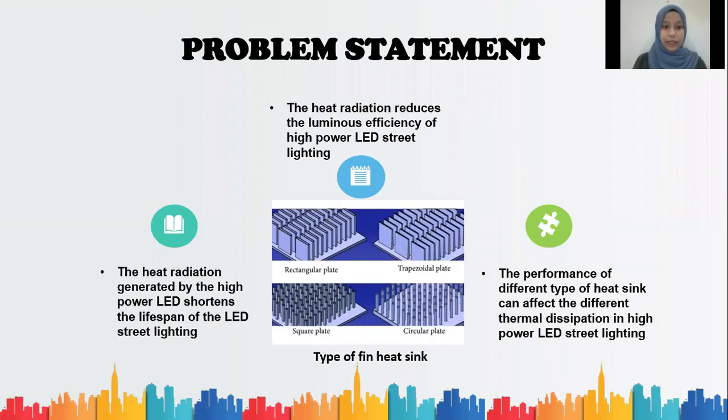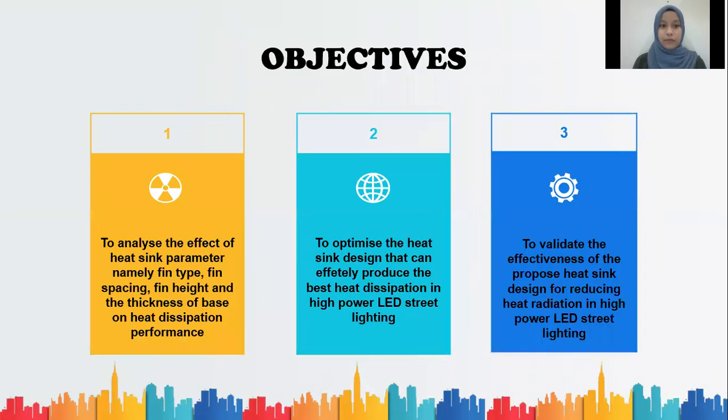The problem statement is that the heat radiation generated by the high power LED shortens the lifespan of the LED street lighting. Then, the heat radiation reduces the luminous efficiency of high power LED street lighting. And the performance of different types of heatsink can affect the thermal dissipation in high power LED street lighting.